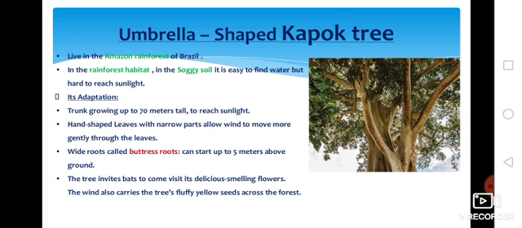The root of the Kapok tree is a wide root that extends 5 meters above the ground, and is called buttress roots. It extends 5 meters around widely, just to hold the tree in the ground. The Kapok tree secretes a smell to invite the bats to visit the delicious flowers, and the wind carries the tree's fluffy yellow seeds across the forest too.